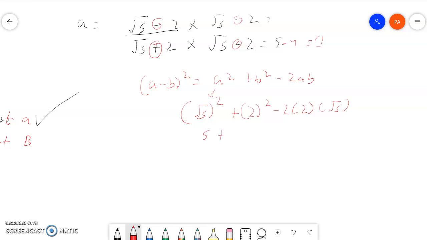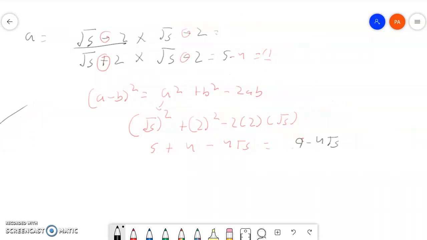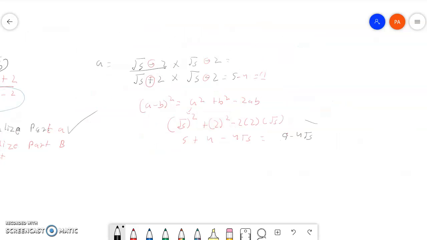That gives us 5 plus 4 minus 4 root 5. That gives us 9 root 5. Sorry, 9 minus 4 root 5. 9 minus 4 root 5. This comes out to be our final answer. But remember, our answer isn't done yet. This is only for part A, right?